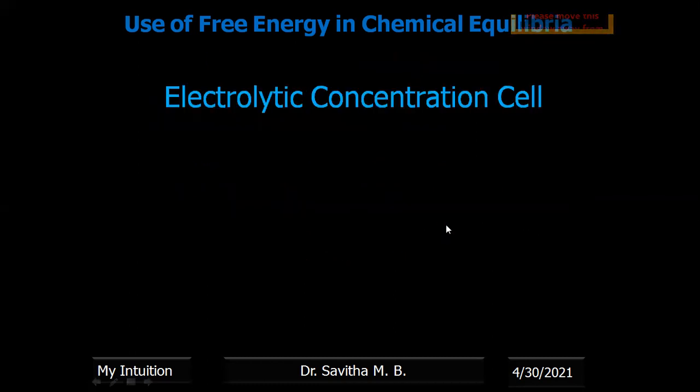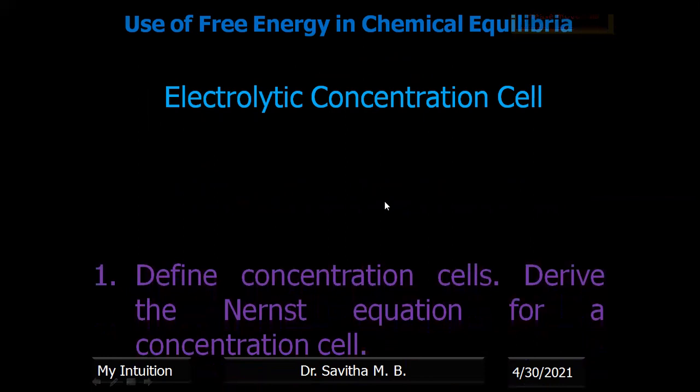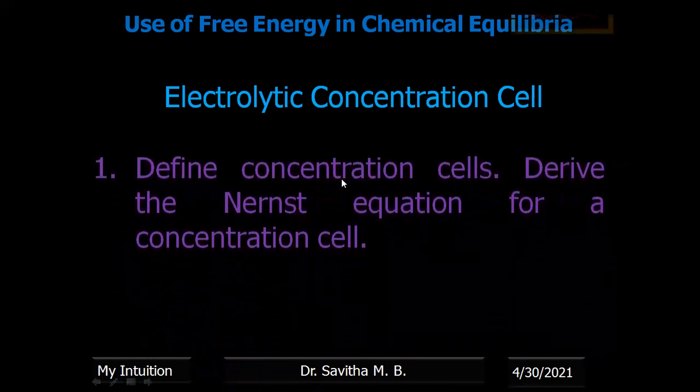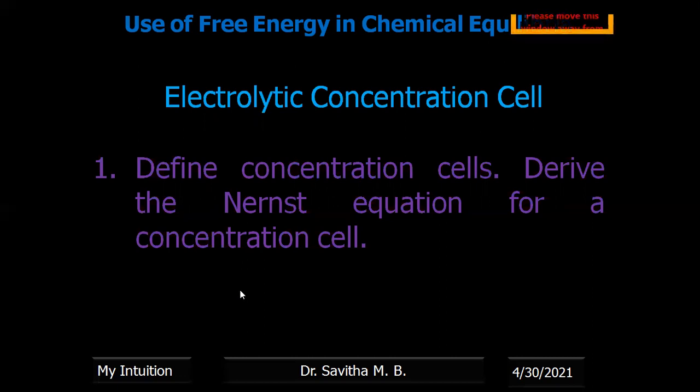Now, you have university question papers. On the topic that we have covered, one of the common questions that appears in all question papers is: define concentration cell. A concentration cell is a cell wherein the same metal is taken as anode and as cathode, the same electrolyte is taken, but their concentrations in the different compartments or half cells are different. Then, derive the Nernst equation for a concentration cell. That is what we have derived now.